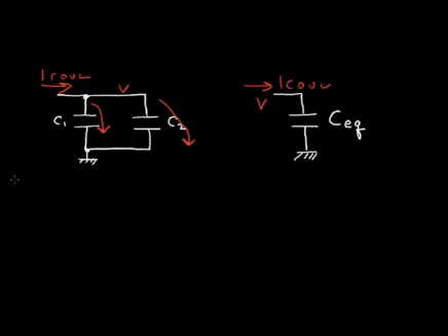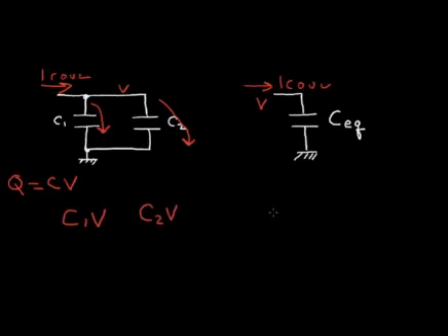Now recall that the charge on a capacitor Q is equal to the capacitance times the voltage across the capacitor. So the charge on C1 I can write as C1 V. The charge on capacitor C2 I can write as C2 times V. The same voltage appears across C1 and C2.